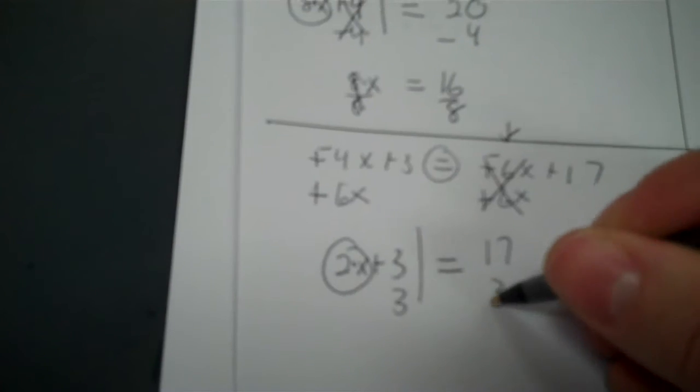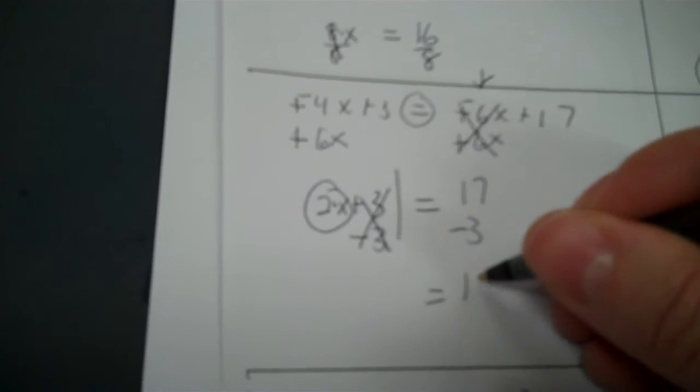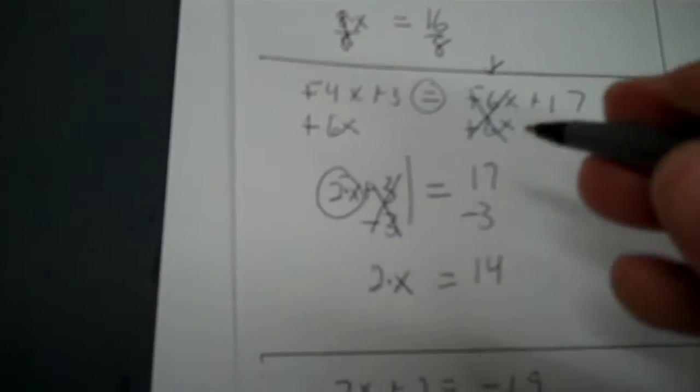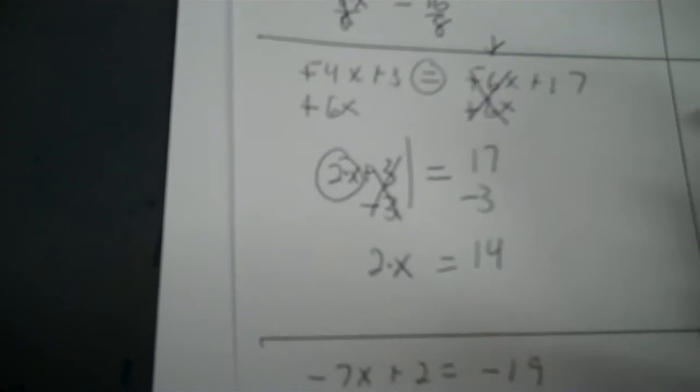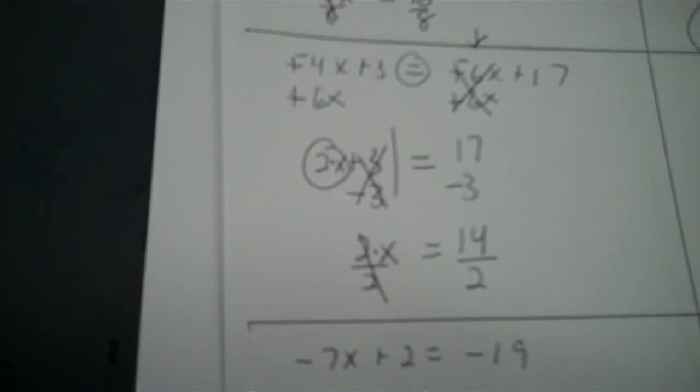Time for the wall. Dot circle. 3, 3, minus, minus. So you got 14 and 2 dot x. So the dot means multiply, 2 times x equals 14. So to solve for x, I need to divide by 2. 14 divided by 2 equals 7.